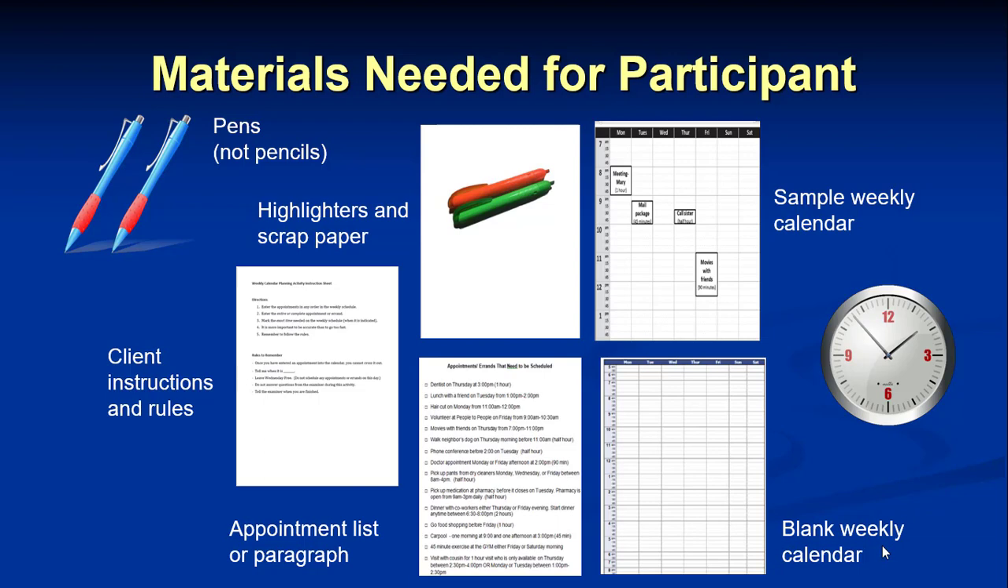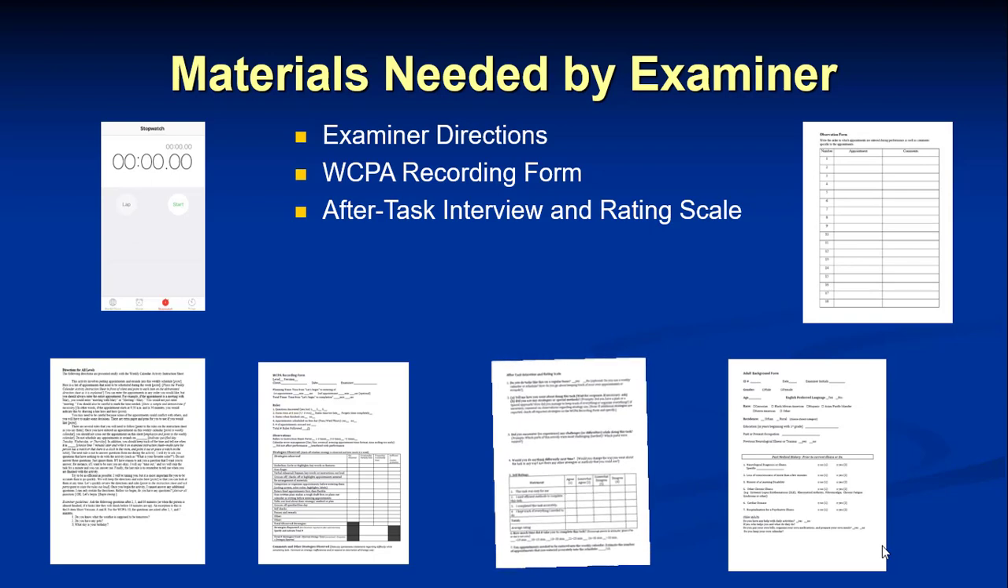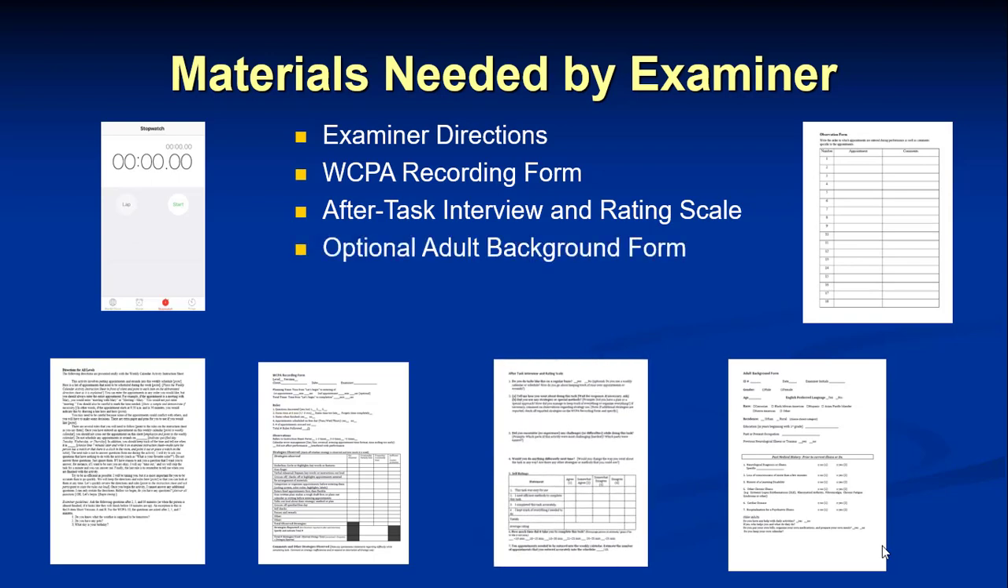Materials should be organized on a table with adequate space and arranged in front of the client as shown on this image and as described on pages 9 through 10 of the manual. Materials needed by the examiner include examiner directions, the WCPA recording form, the after-task interview and rating scale, the optional adult background form, and the optional observation form. These items can be found in the appendices of the manual. The examiner will also need a stopwatch to monitor time during the activity.